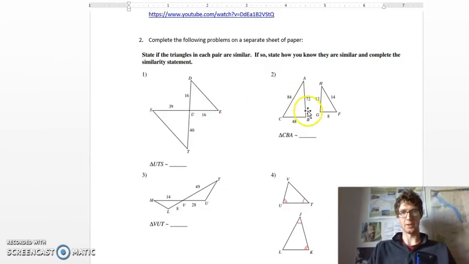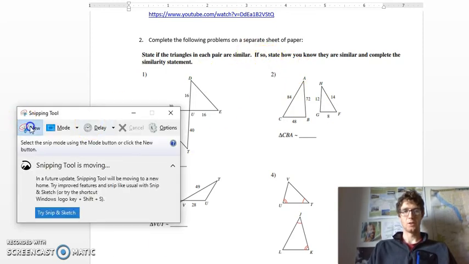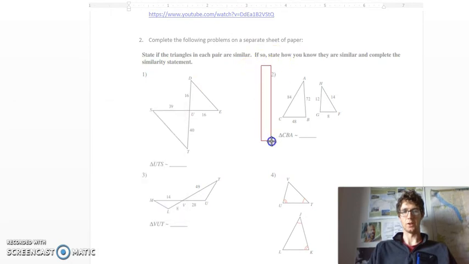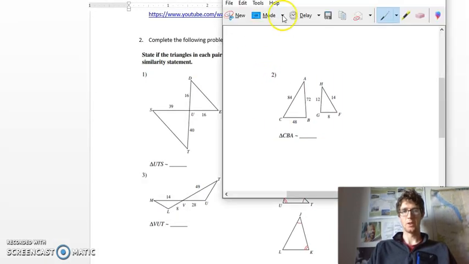So now we'll try out this next one. We have CBA is similar to this triangle over here. So first things first, I'm just going to grab a screenshot of it. Let's figure out if these two triangles are indeed similar. So first, let's label our corresponding sides, or at least the sides that will be proportional to each other. First off, I would say that the longest side, this 84 here, would be proportional to this side, the 14.